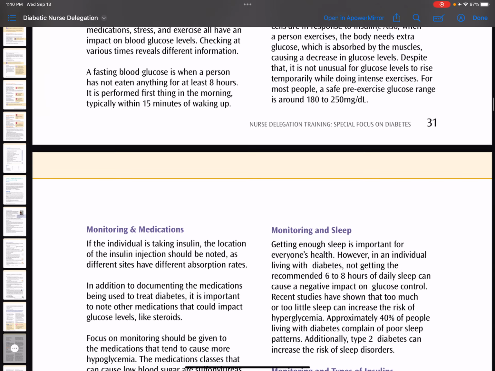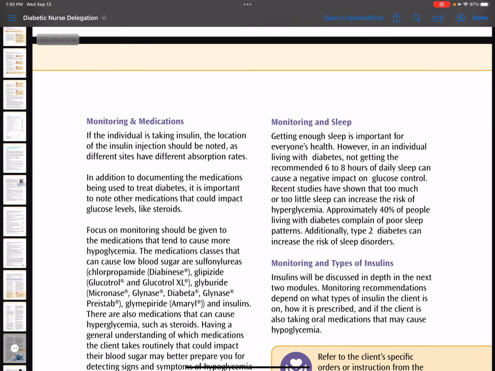Another kind of checking is fasting blood glucose, when a person has not eaten anything for at least 8 hours. It's performed first thing in the morning, typically within 15 minutes of waking up. Fasting blood glucose level gauges the effect of cortisol, a stress hormone, on glucose control, and determines if the individual has enough endogenous insulin, produced by the pancreas, or exogenous insulin, which is prescribed, to maintain a normal level of sugar in the blood overnight. So fasting blood sugar is very important to know.